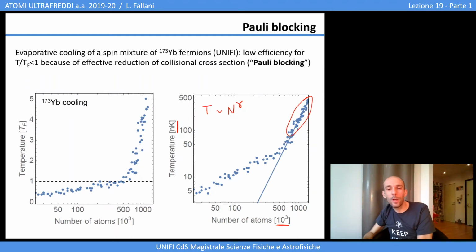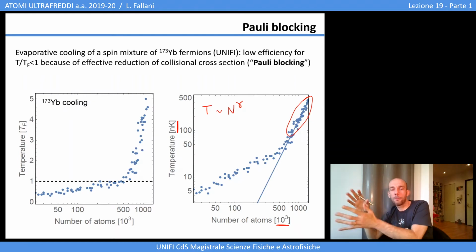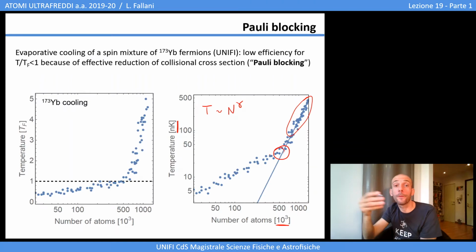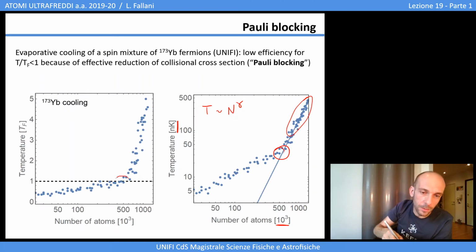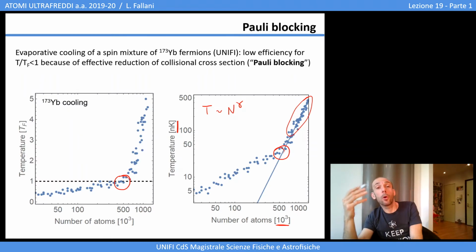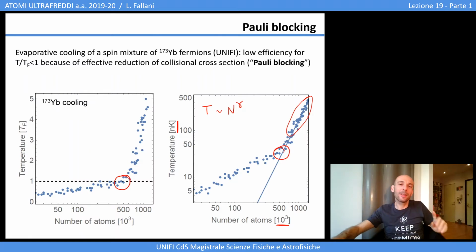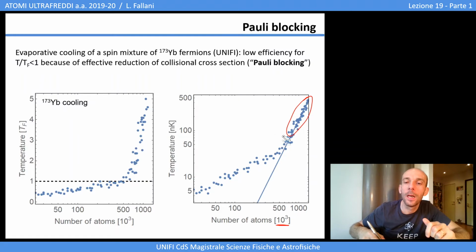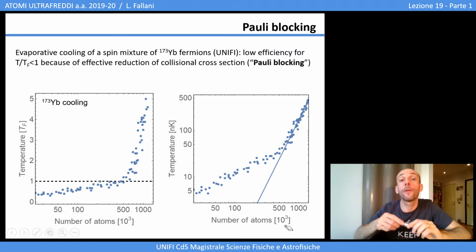Instead, when the number of atoms is around 5 times 10 to the 5, you have a deviation from this fit. This corresponds to the onset of Fermi degeneracy, and so you see here that this scaling law stops being valid. So this cooling is less efficient when you have a Fermi gas. This effect is called Pauli blocking. Pauli blocking is a reduction of a collisional cross-section that happens when you have the formation of a Fermi gas.